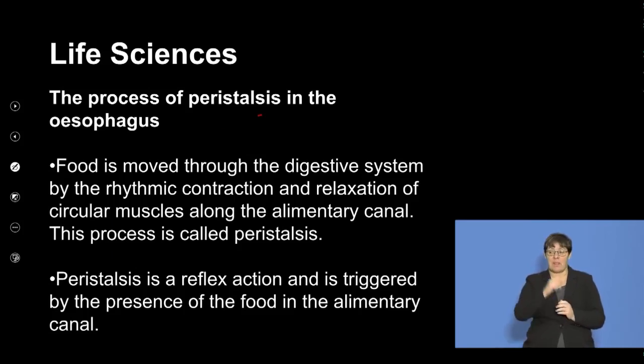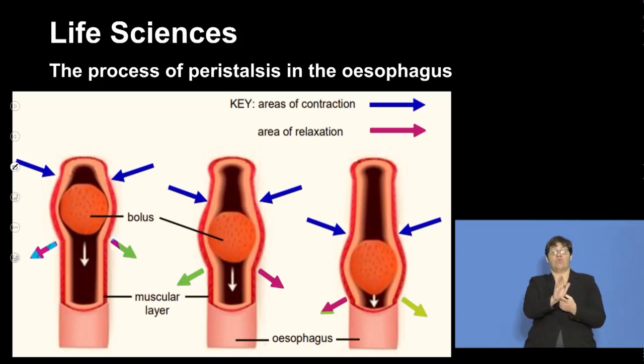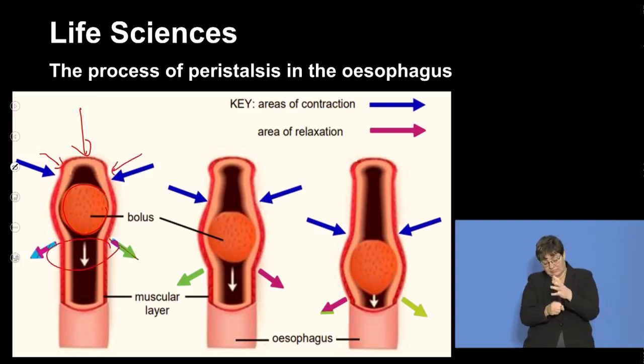The process of peristalsis is an important process. Food has to move through the digestive system, and this refers to the rhythmic contraction and relaxation of the muscles along the alimentary canal. I'm going to very quickly show you an image of what I mean. So guys, that's the bolus that's moving down the esophagus. We note that there are muscles that contract, whereas these muscles further ahead relax. So the blue arrows point to the contraction and the green arrows point to the relaxation.